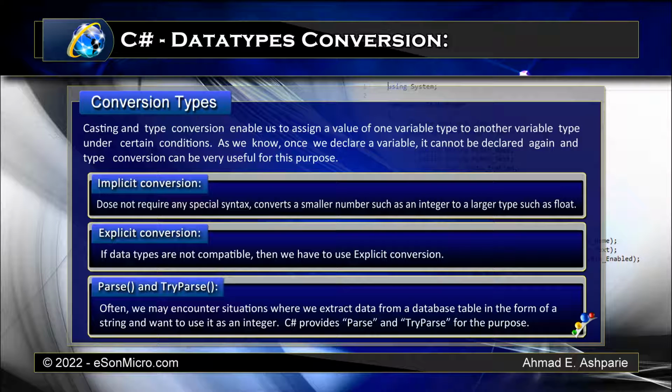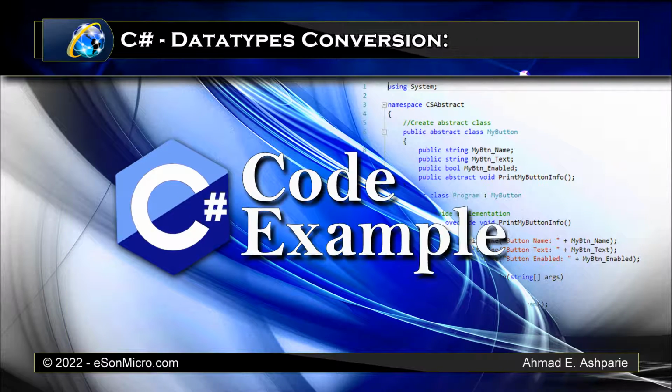Parse and TryParse. Often, we may encounter situations where we extract data from a database table in the form of a string, and we want to use it as an integer. C# provides Parse and TryParse for this purpose. Let's switch to Visual Studio and work on some examples.